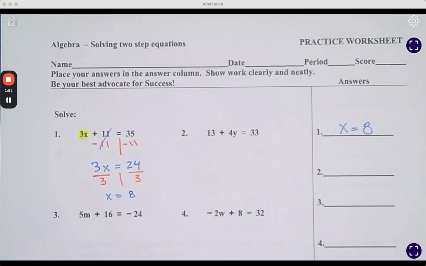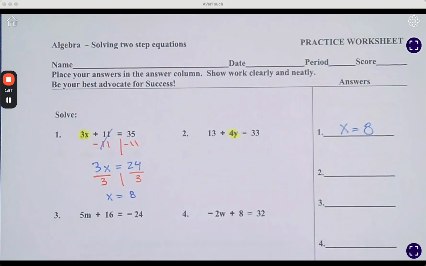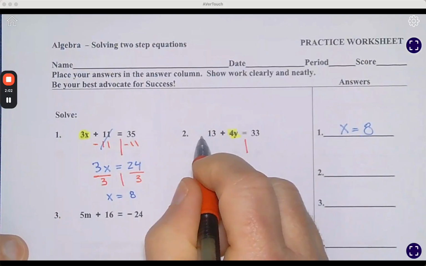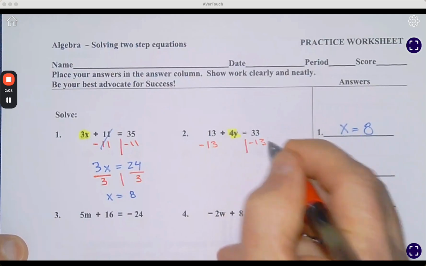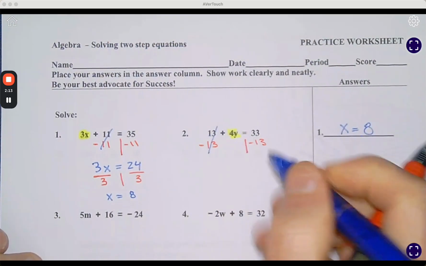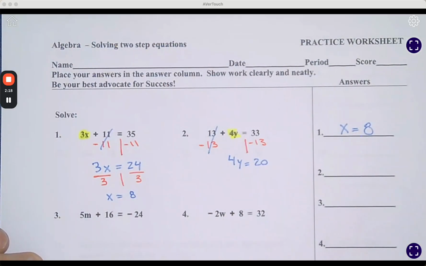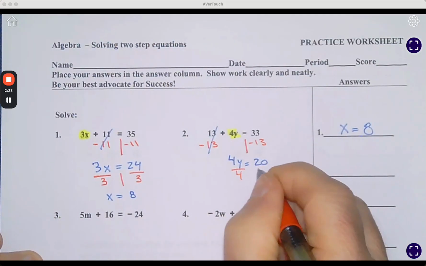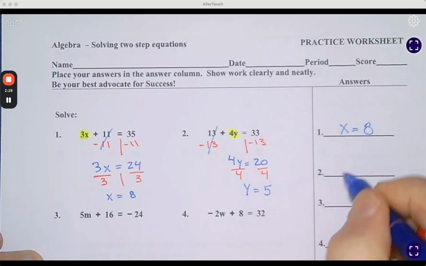Okay, again, identify that variable term. There's the variable term right there. Undo the constant term from both sides. Notice there's no negative in front, so it's a positive number. So I'm going to subtract 13. Subtract 13. This goes to 0, like we wanted. I'm left with 4y equals 20. Now I'm going to do the inverse operation for multiplying by 4, and that's dividing by 4. And I get y equals 5.